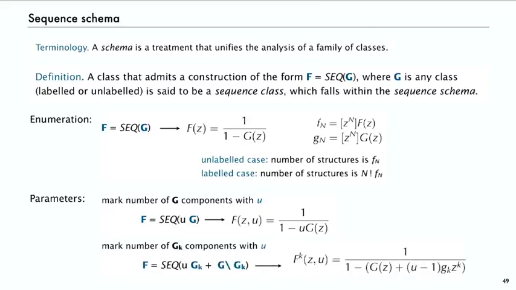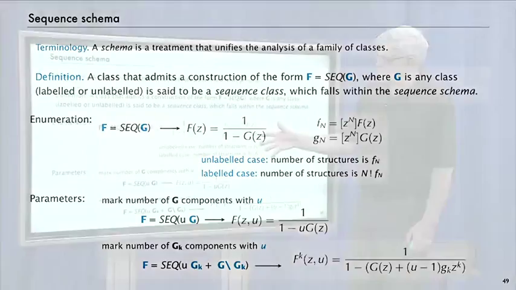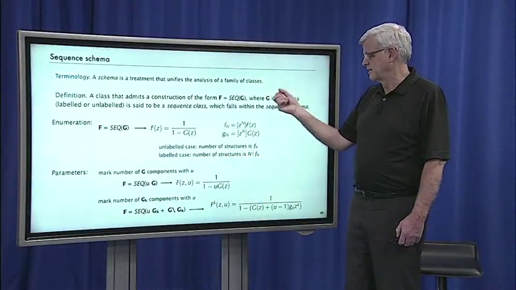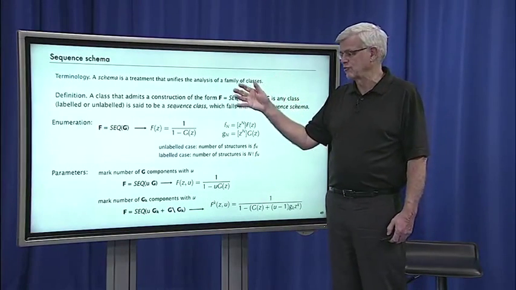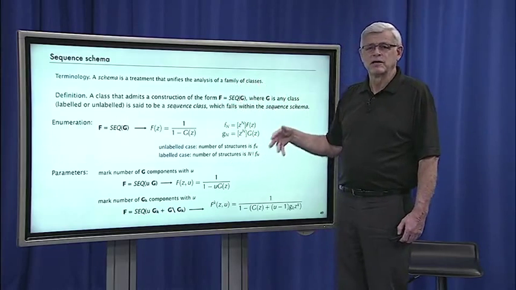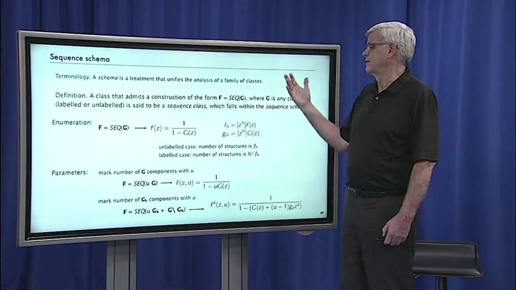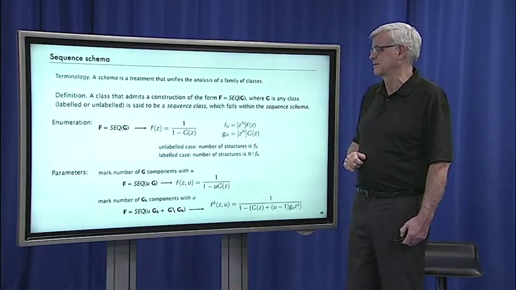Or maybe you want to mark the number of components of size k. So then you take the ones of size k and mark them with u and take them out, and then you get an equation like this for the bivariate generating function for number of components of size k, and so forth. The idea that it's a sequence class gives us a relationship among the generating functions, and we can exploit that in the analysis with meromorphic asymptotics.